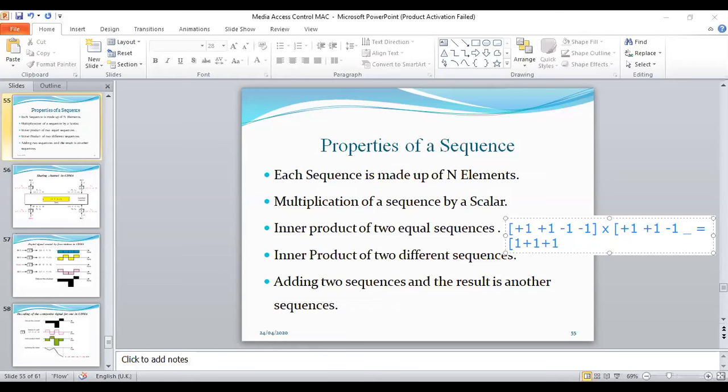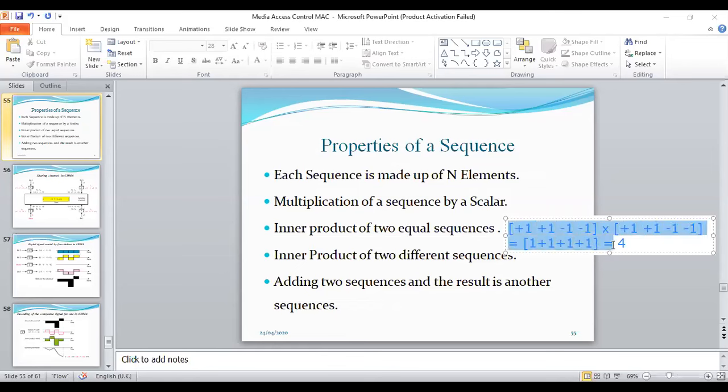Right? And this is minus one, and you have minus one here. Minus one. What is the result? What is it supposed to be? Here is the plus one now. Right? Here is a plus one. This is the resultant. That means the inner product of two equal sequences, whatever you are going to get here. What is the value of this? This is equal to four. The value of this is equal to 4.